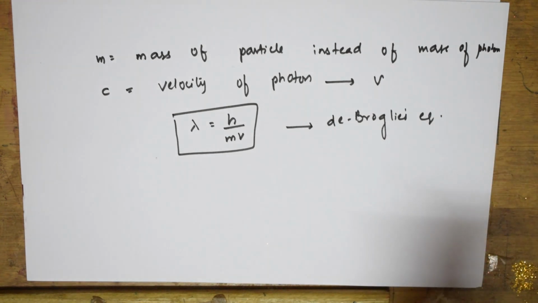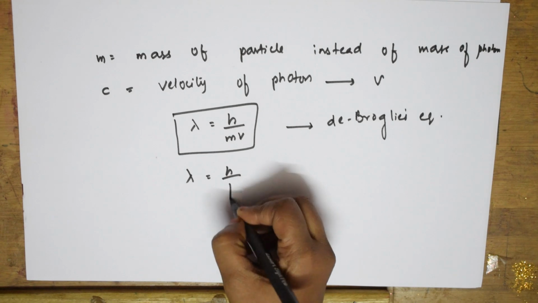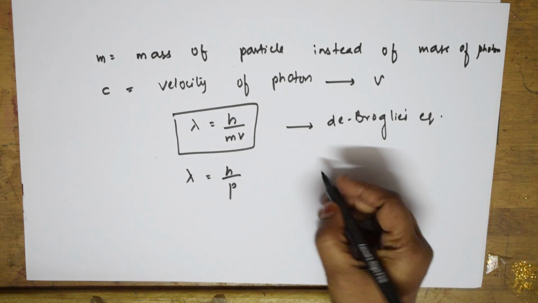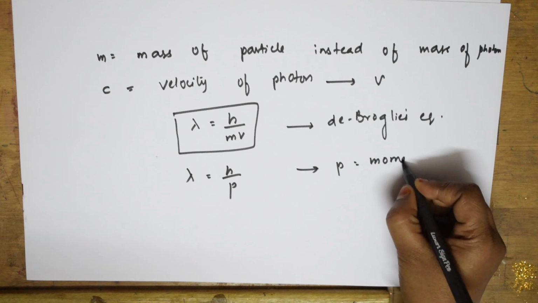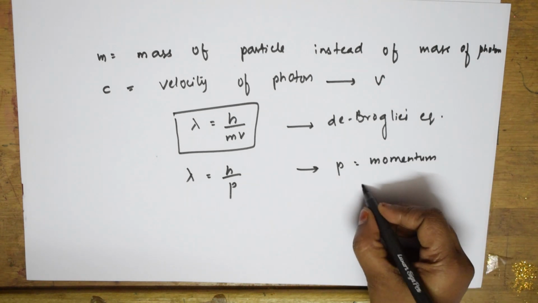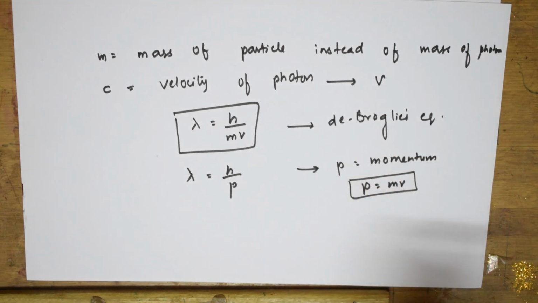Now I can write the same: lambda is equal to h by p. What is p now? p is called momentum. It depends upon p is equal to m into v. This is your concept, isn't it? Right, so this is the particular thing.